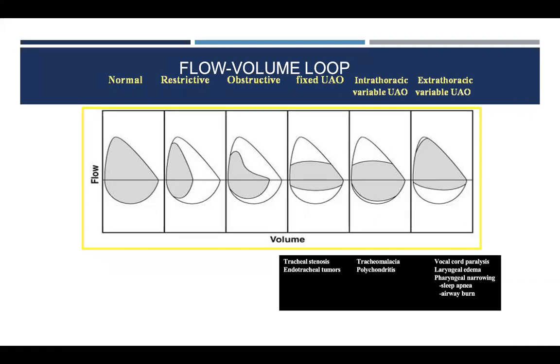In distal obstruction, like in asthma, the flows are more affected at low volumes, and in proximal obstruction, the flows are more affected at higher volumes. In extrathoracic obstruction, there is flattening, the amplitude of the lower curve is lesser. There is a flattening of the lower portion of the loop, but the expiratory portion is not affected.